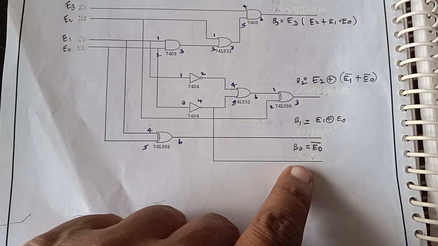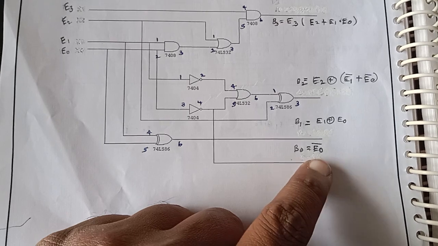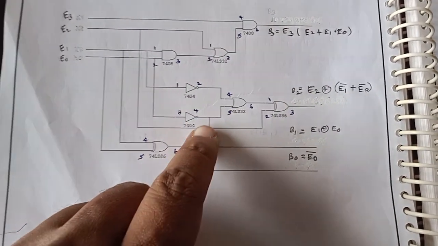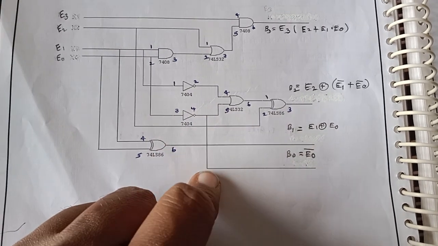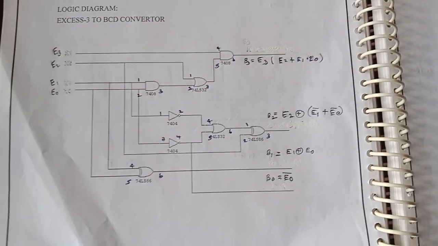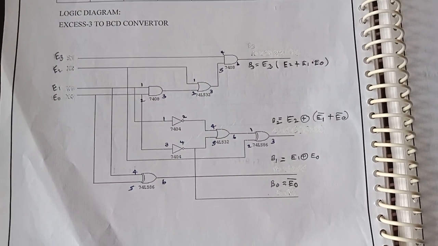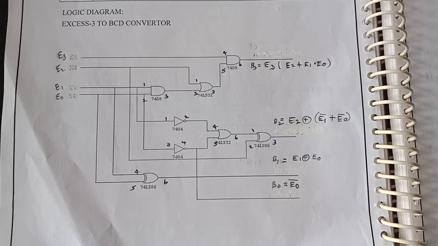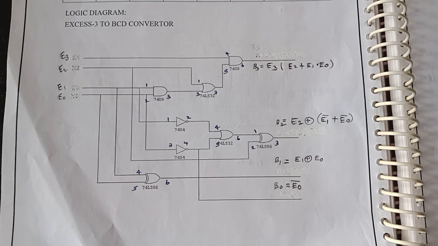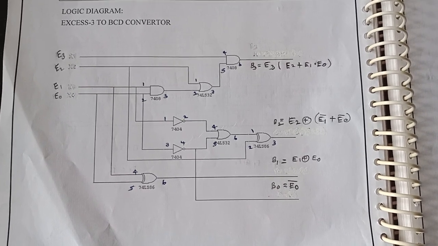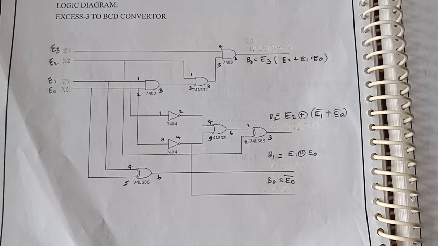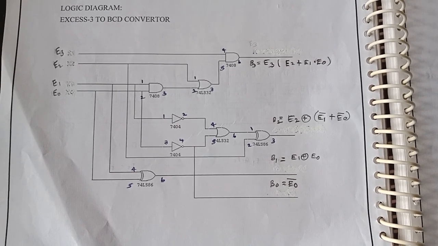So the last output is B0. So B0 is equal to E0 bar. So here we are getting the E0 value, and the NOT gate output at pin 4 gives B0, that is equal to E0 bar. So based on this logic diagram, we designed the output expressions. B3 equal to E3 into E2 plus E1 into E0. B2 is equal to E2 XOR into E1 bar plus E0 bar. B1 is equal to E1 XOR E0, and B0 equal to E0 bar.